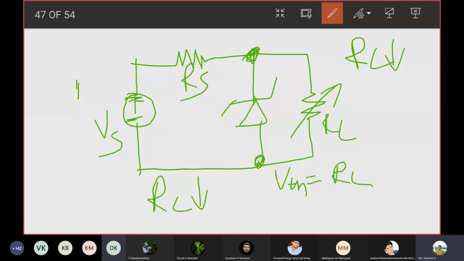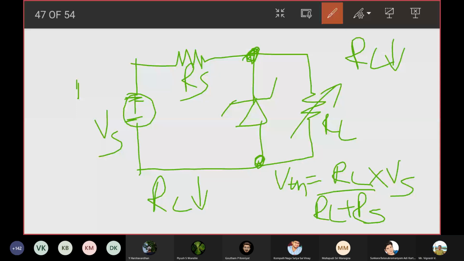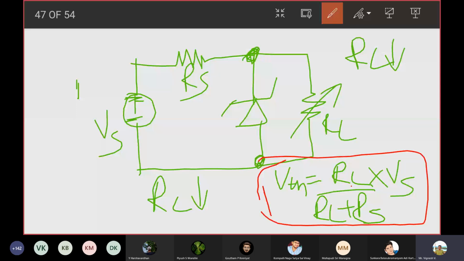Now, my question is, when you decrease RL, what happens to VTH? If you stare at this formula, you will be able to tell. Yes, someone told the answer. It decreases. When RL decreases, VTH decreases, right? VTH decreases with the decrease in RL. So when VTH keeps on decreasing, it may so happen that it might be lesser than the Zener voltage. Am I right?